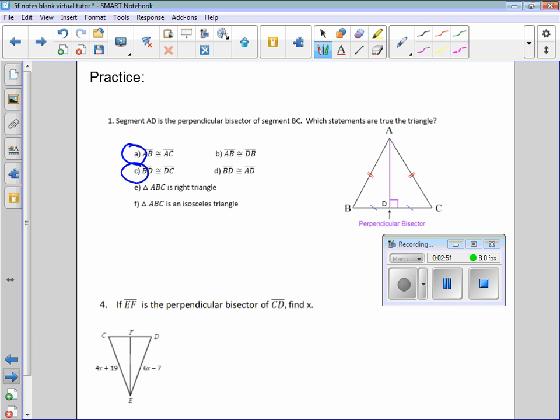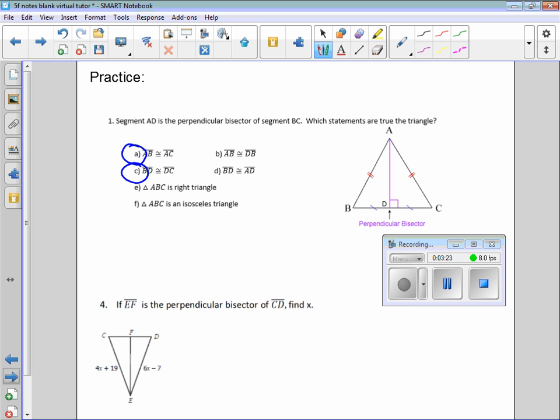D says BD is congruent to AD. If we look at BD, it has 1 mark. AD doesn't have any marks, so we cannot conclude that those are congruent. Choice E says triangle ABC is a right triangle. ABC is the whole triangle, and looking at it, we don't have any right angles here, so we cannot say that ABC is a right triangle. So E is not true.